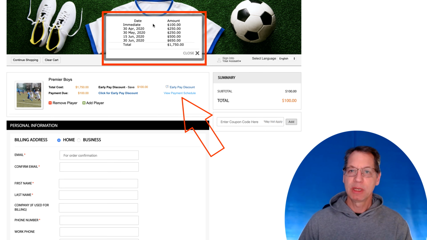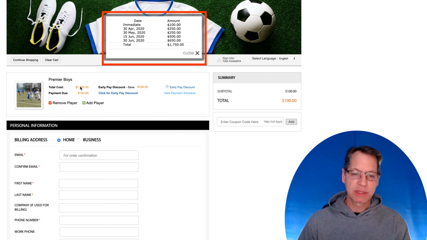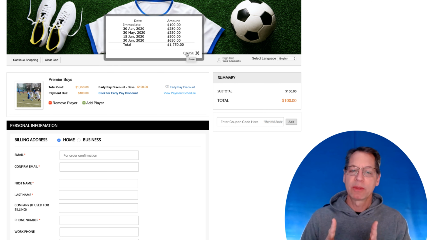So there's an immediate payment of $100, your next payment of $250 April 30th, May 30th, June 15th, June 30th, and of course, your total payment. So all this is spelled out for them so they know how this $1,750 is going to be broken up. At this point, they can start to choose, do I want that or do I want the discount? But the most important thing is you have to tell them. It has to be very obvious and very clear to them.